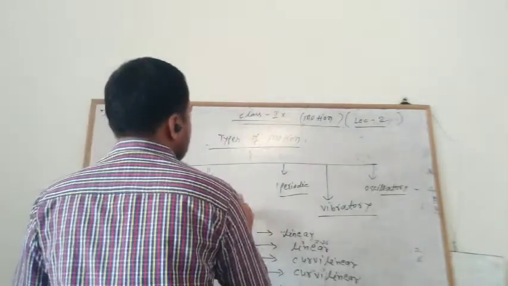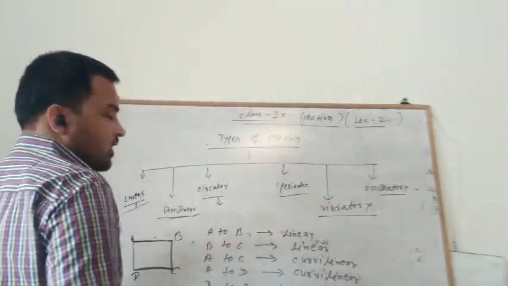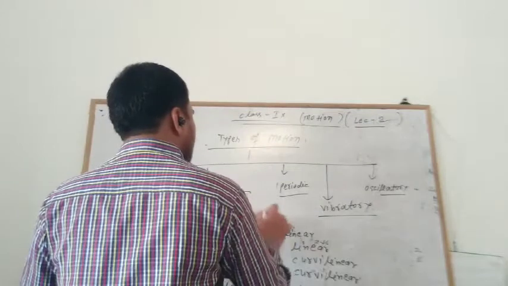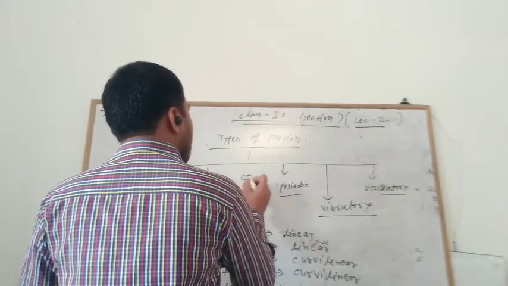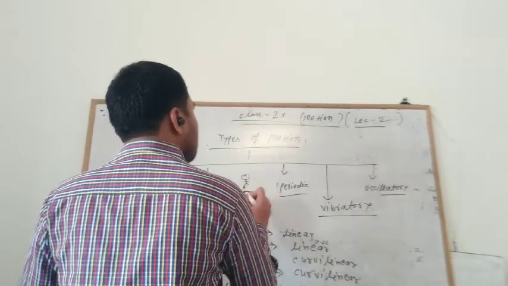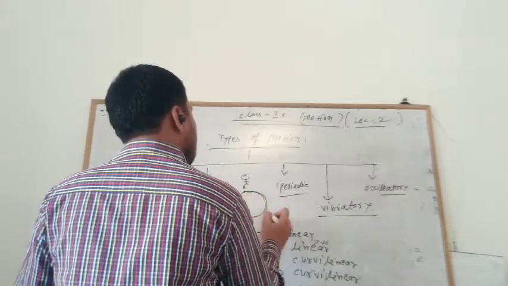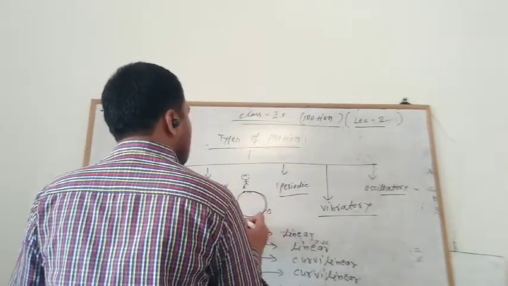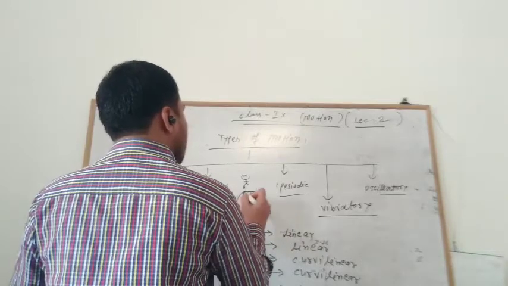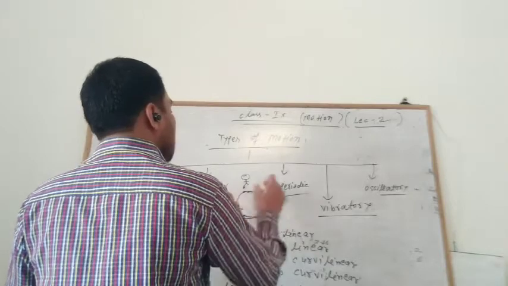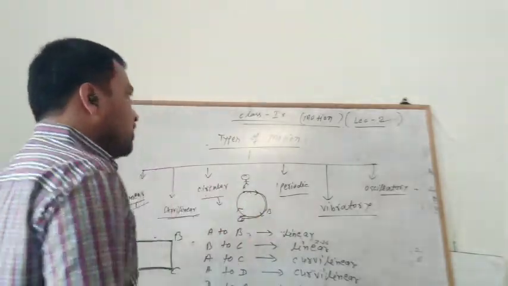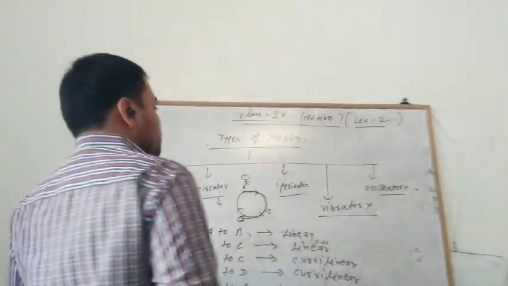Now circular motion, similarly the motion along a circular path. This is a circle. If a person starts at point A and moves from A to B, or B to C, or C to A again, the motion along a circular path is called circular motion.